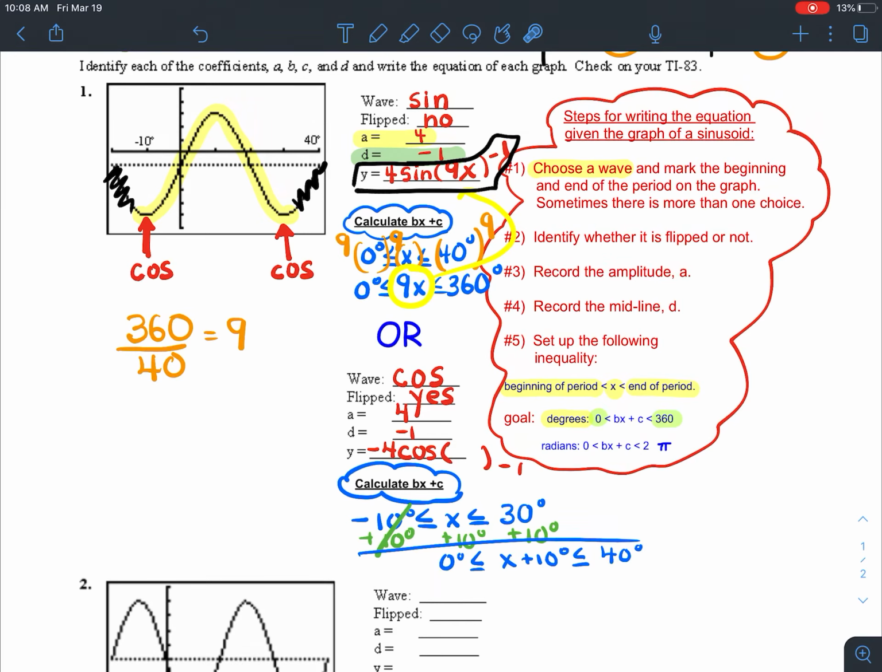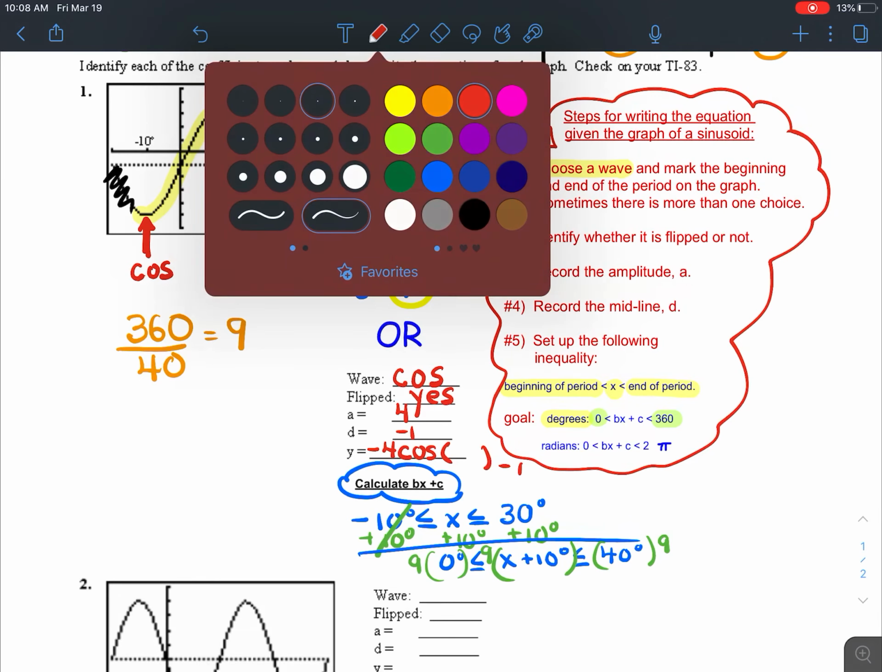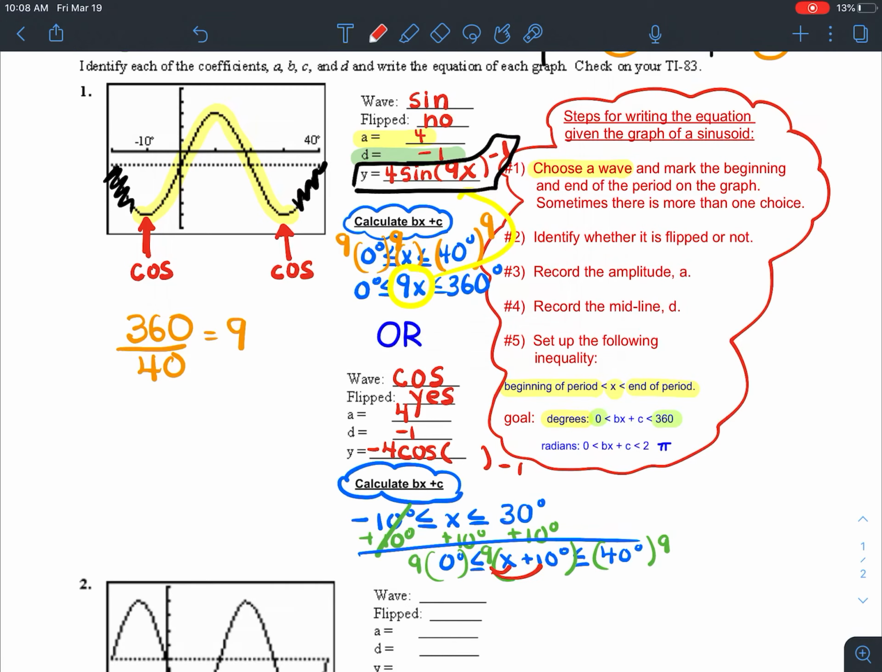I need to turn 40 into 360, which is the exact same thing we did up here with this problem. So I'm going to multiply 40 by 9. I need to make sure I'm careful and multiply the middle, x plus 10, by 9. And when I say careful, that 9 needs to be distributed to both the x and the 10. And then you're going to multiply the 0 by 9, which keeps that side a 0.